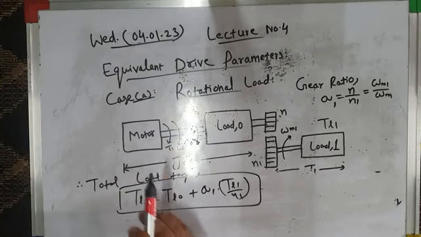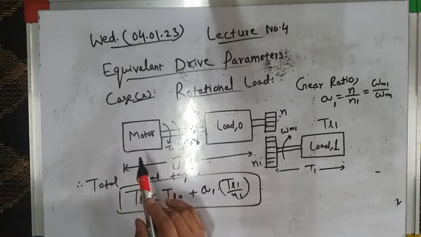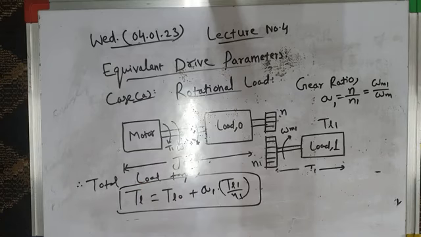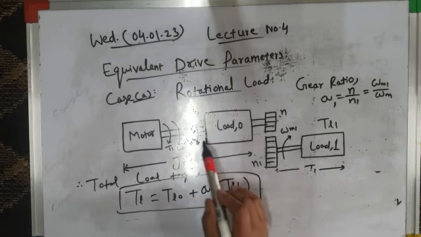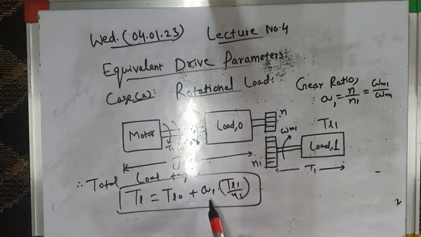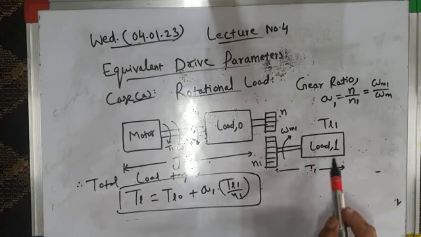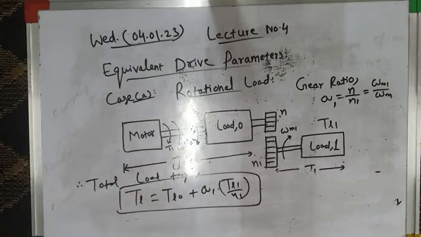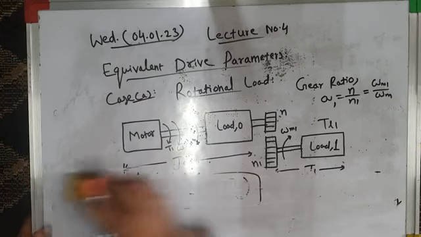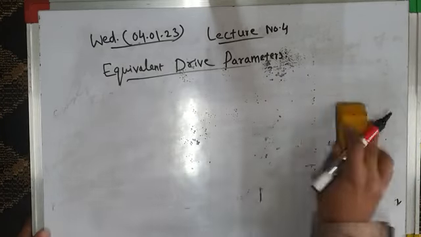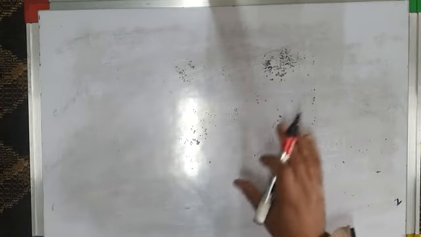And how do you select the motor? You select the motor on the basis of the total torque it has to develop, and the total torque it has to develop is equal to TL naught plus A1 times TL1 by eta 1, where A1 times TL1 by eta 1 is the load torque of load 1 referred to the motor side. Fine. So these are two very important equations for rotational load.